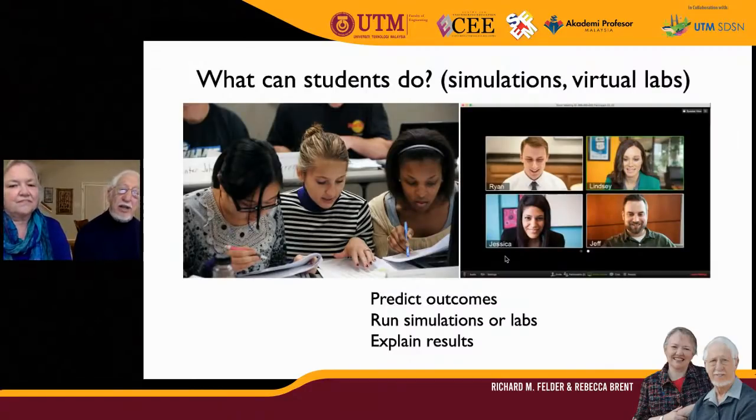And then they can explain the results. And particularly if the result was different from what they predicted, they could be asked, well, you predicted that this would happen, and instead, this is what happened. Why? How can you explain the difference between your prediction and the actual outcome? And when you do that, you're getting to some high-level thinking required of the students.